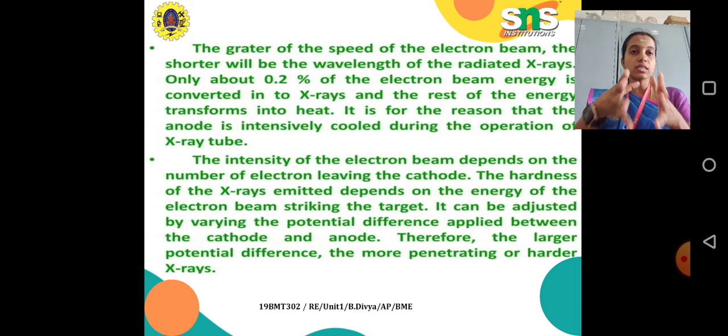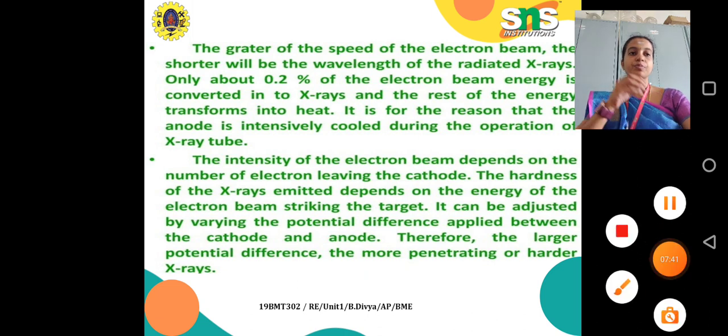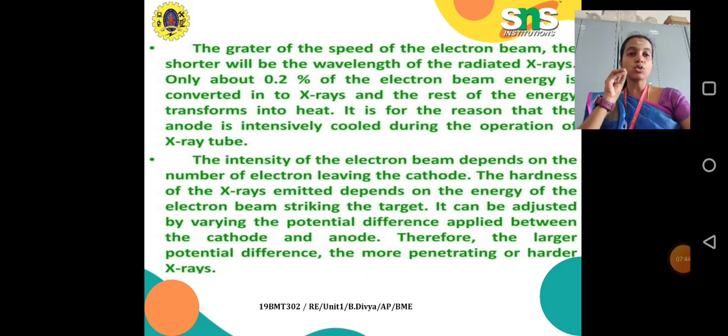The greater the speed of the electron beam, the shorter the wavelength of the X-ray radiation. Only about 0.2% of the electron beam energy is converted into X-rays, and the rest of the energy is transformed into heat.